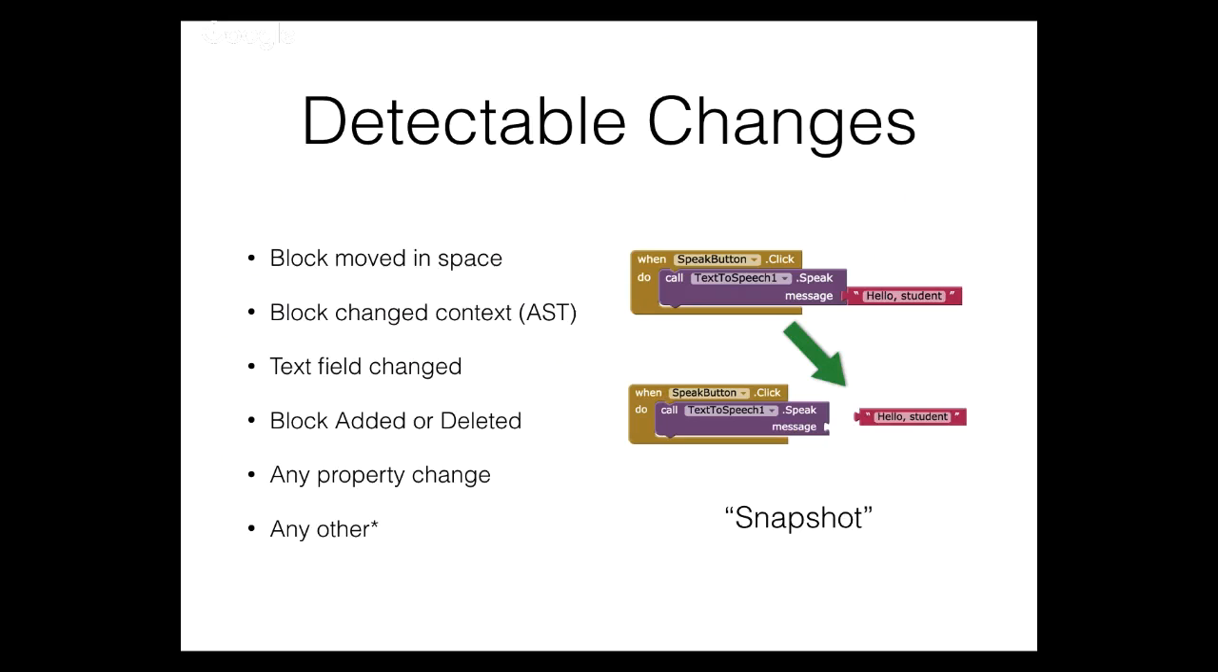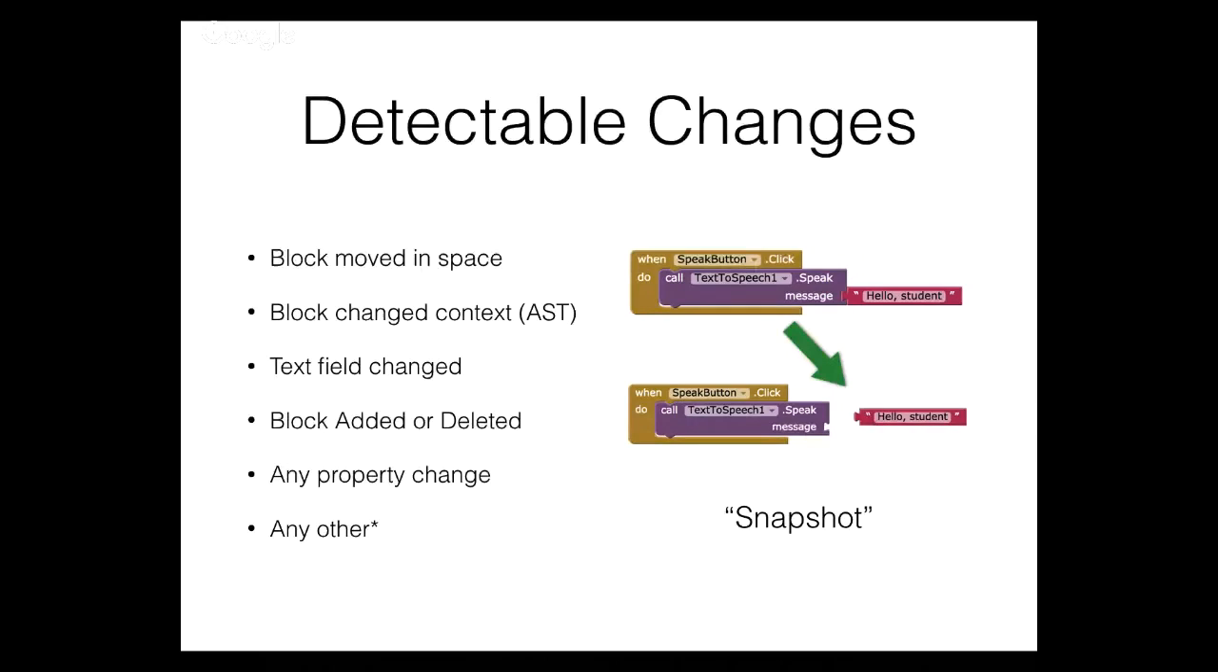But a block can change context. I can pop this block out. This is now computationally different. I took a literal out of an input. That function can't run now. It's now computationally different. So that kind of change is not only captured, but detectable. I could also detect if text fields change, blocks are added or deleted, any other property change of those components we saw earlier, and really any other.